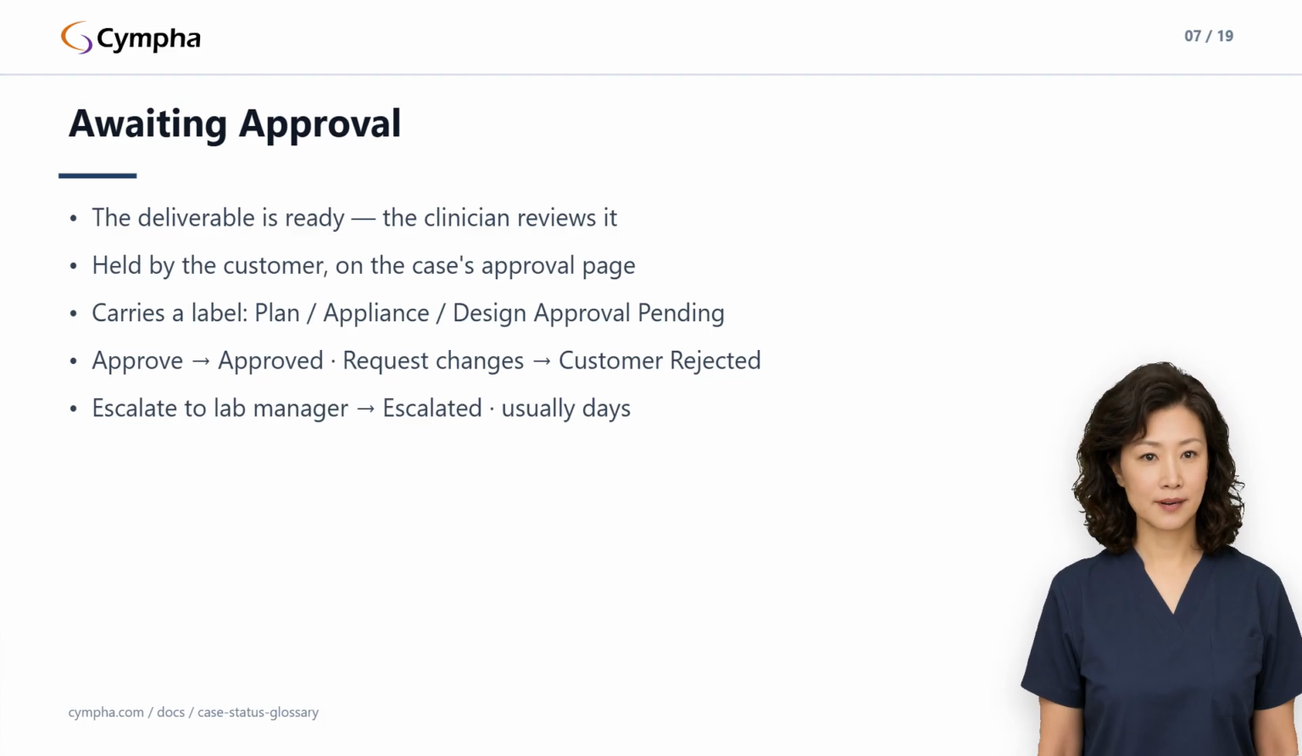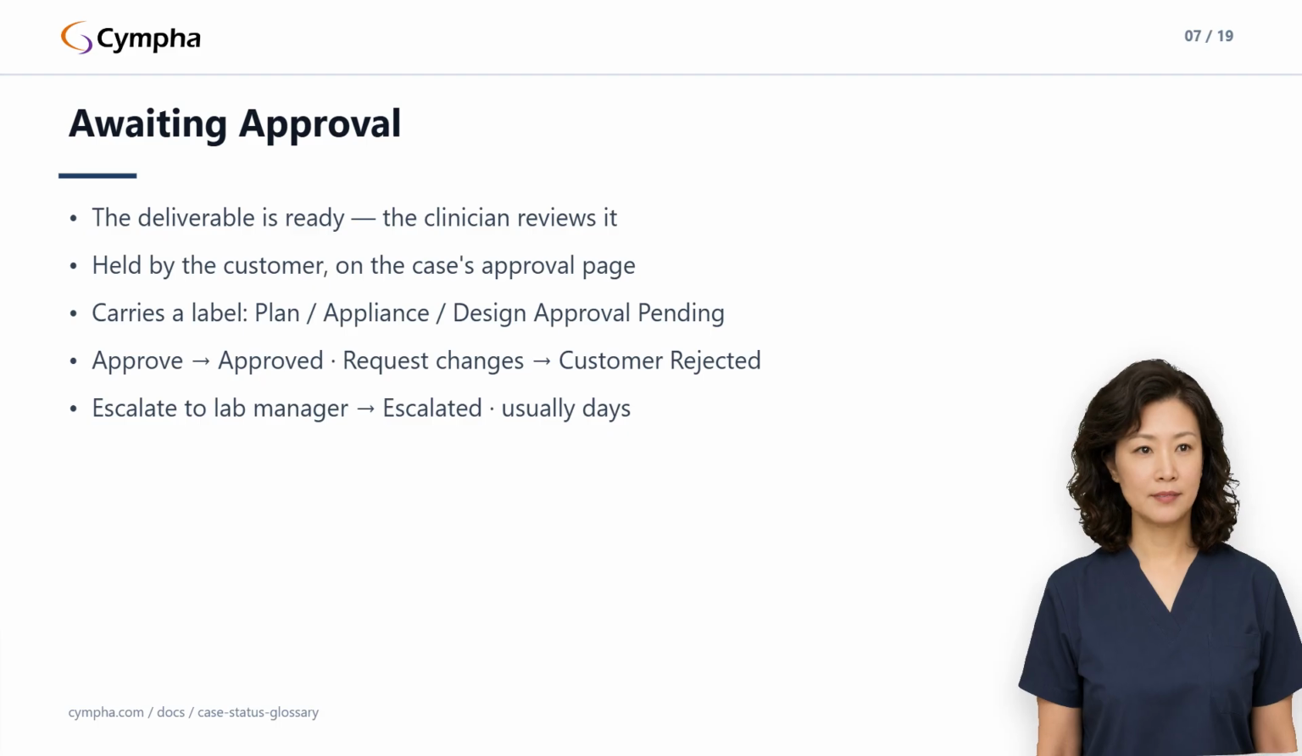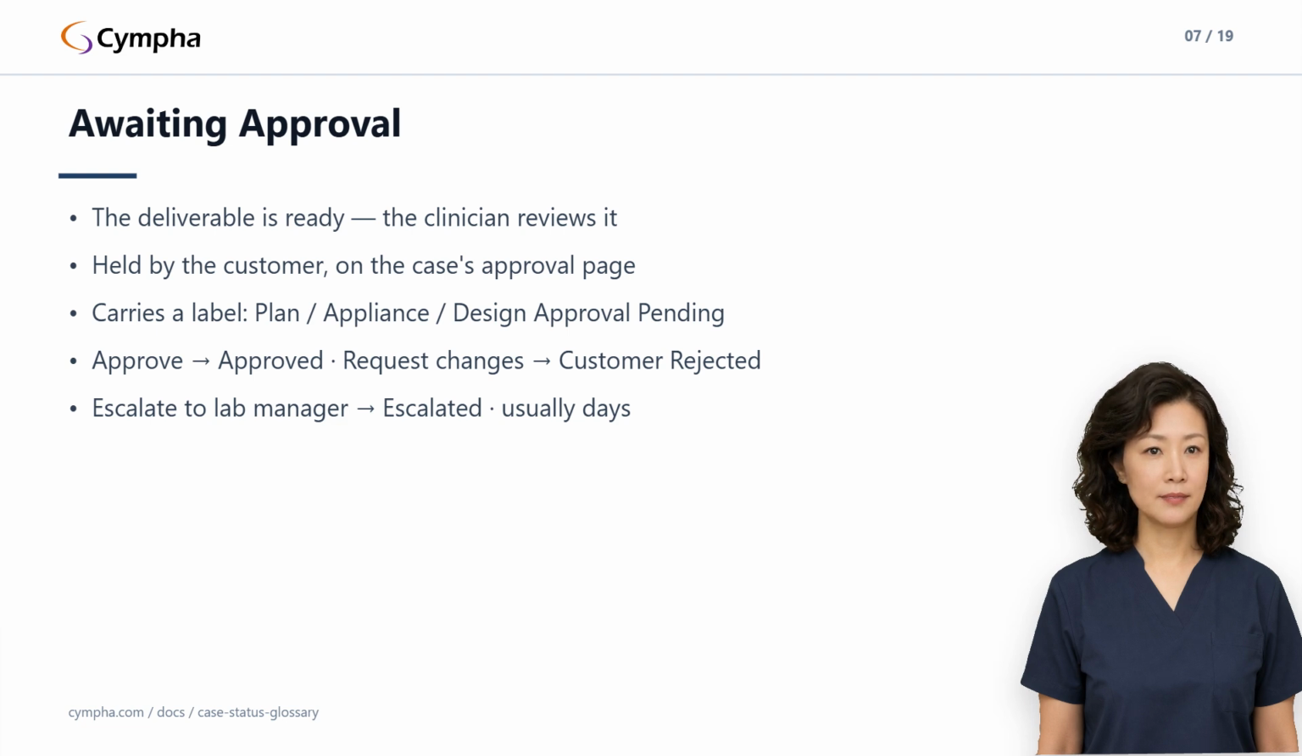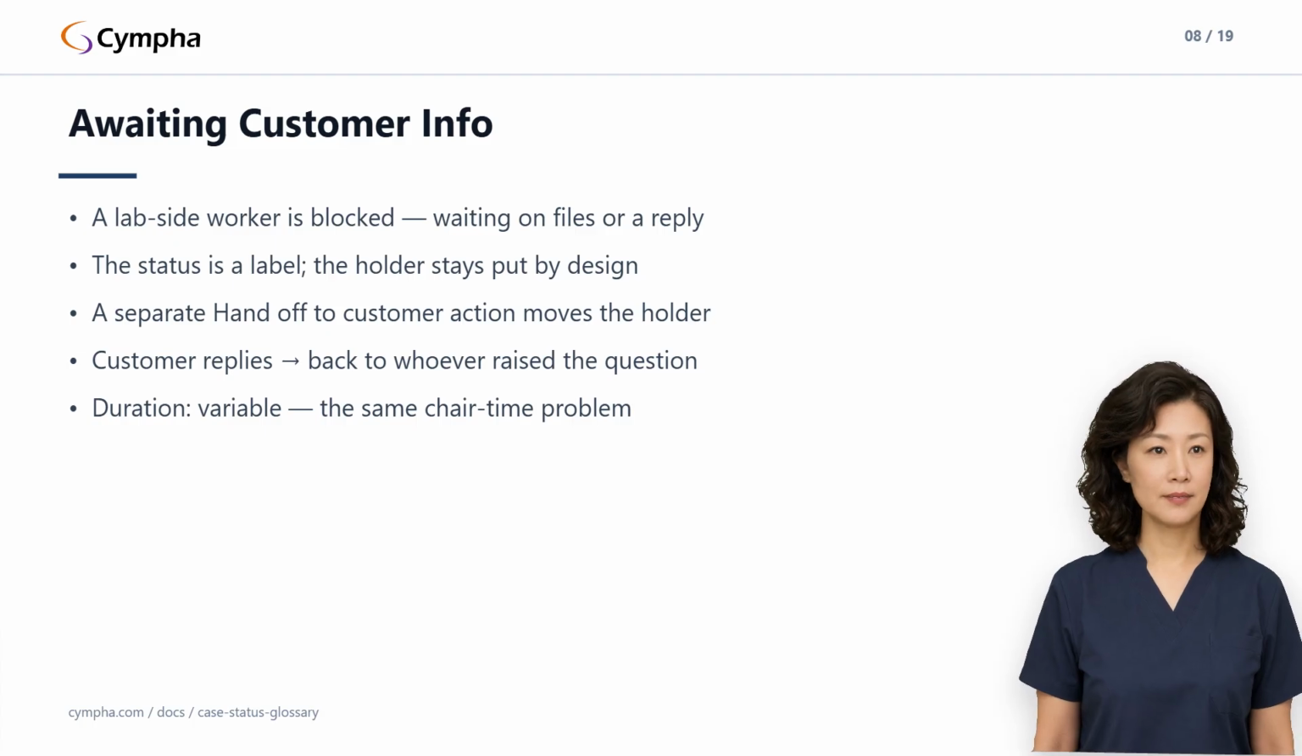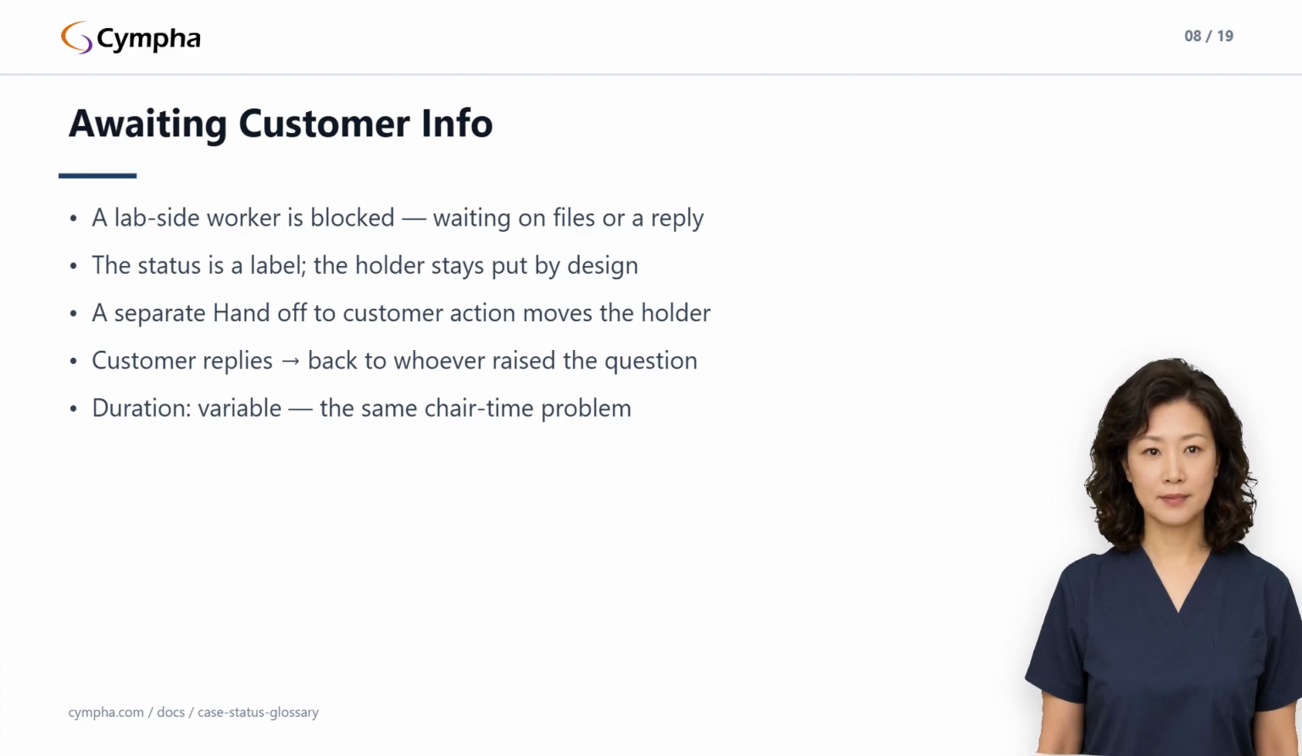The clinician has 3 buttons, and each maps to a status. Approved design sends the case to approved. Request changes sends it to customer rejected. And escalate to lab manager sends it to escalated. One expectation to set, especially if you're lab side: this is typically the slowest stage on any case, not because anything is wrong, but because chairs are busy and reviews wait for the clinician's next free moment. Days here are normal.